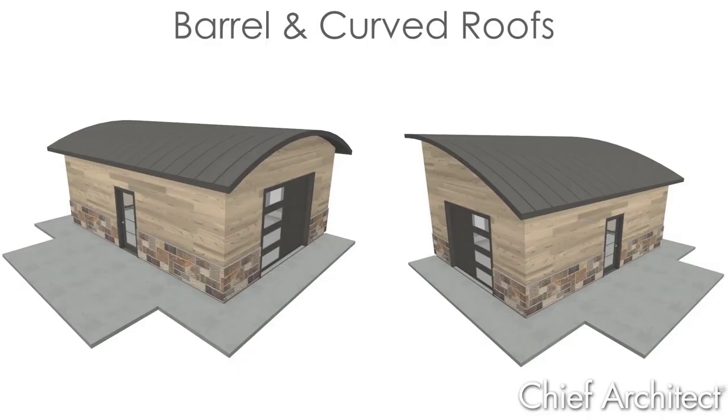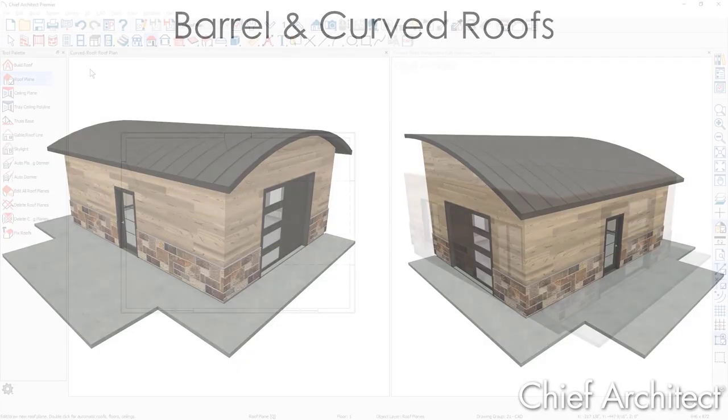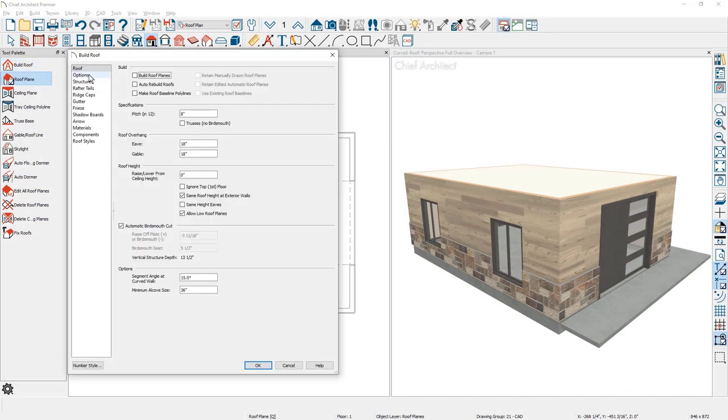In this video, I'll cover creating a barrel and curved roof. Let's begin the process with a rectangular house and build a default hip roof at 3 and 12.